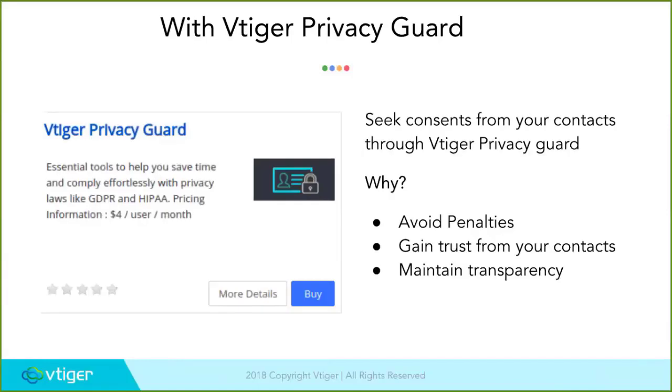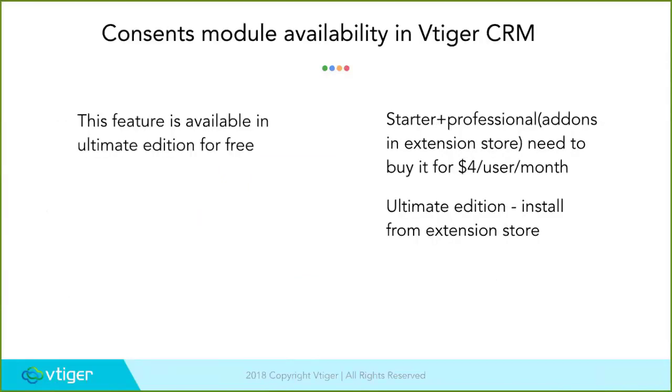The feature I would like to talk about is Vtiger Privacy Guard, which has a lot of advantages. You can avoid penalties, gain trust from your contacts, and also be quite transparent. The feature is available in Ultimate Edition for free. Starter and Professional can buy it for $4 per user per month, and it is available on the extension store.